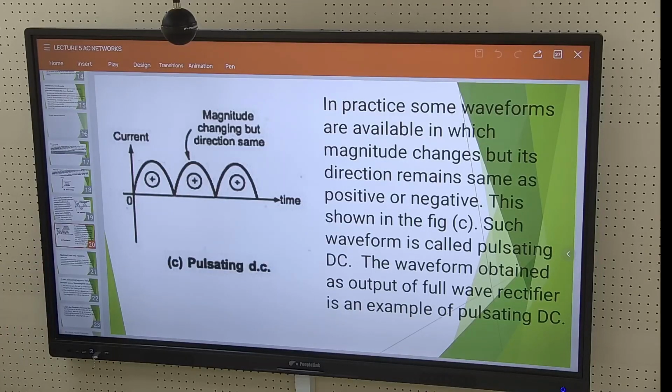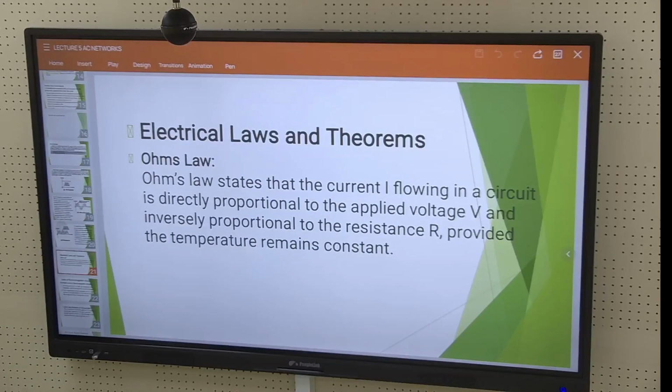So this is an introduction: we have AC and DC, and AC behaves as a cycle, maximum positive and maximum negative, then goes to zero again. But in the case of DC, it is always constant. Now for electric laws and theorems in AC circuits, we have Ohm's law, which says that the current flowing in the circuit is directly proportional to the applied voltage and inversely proportional to the resistance, provided the temperature remains constant. This one you know from the DC side.